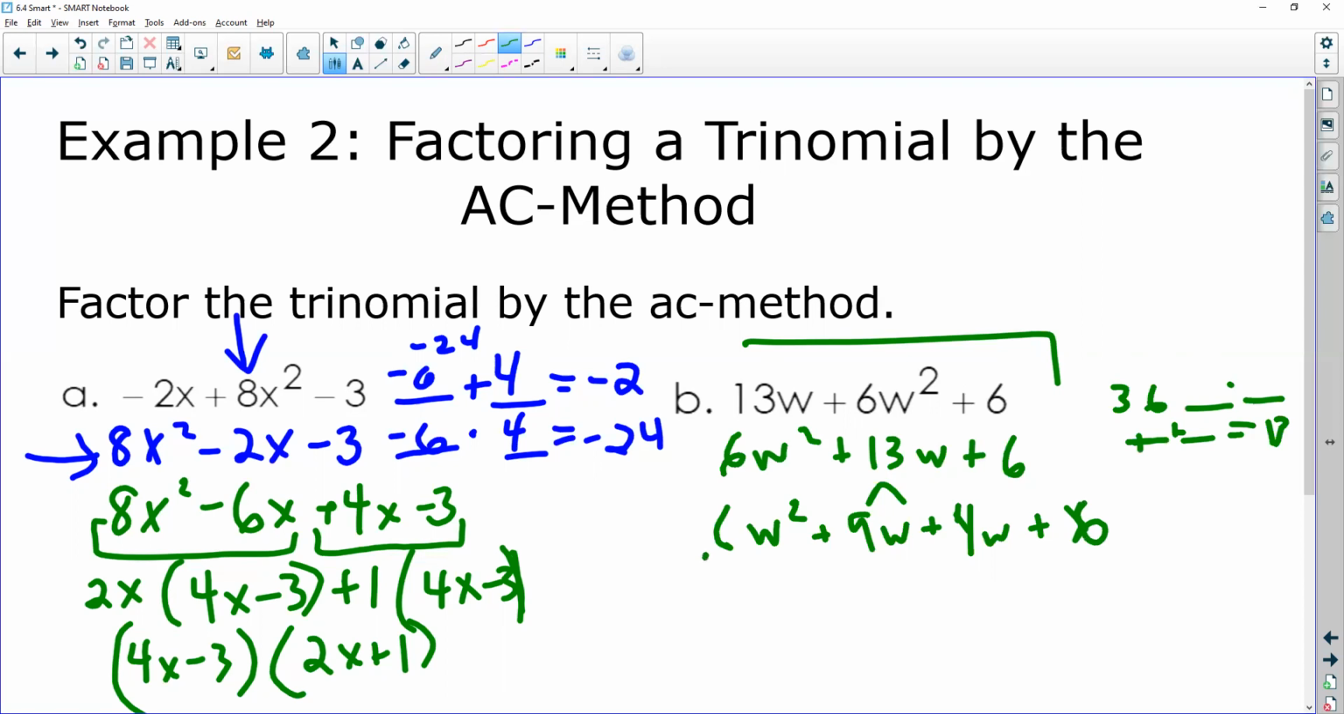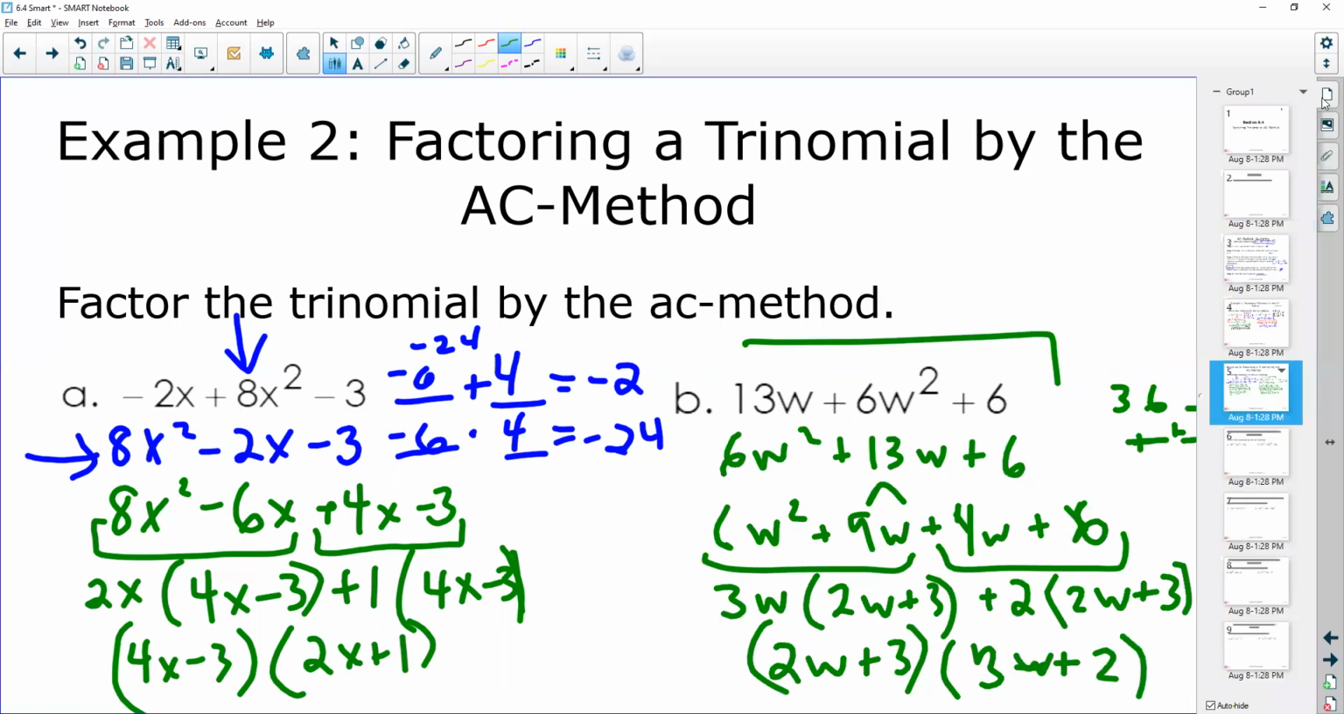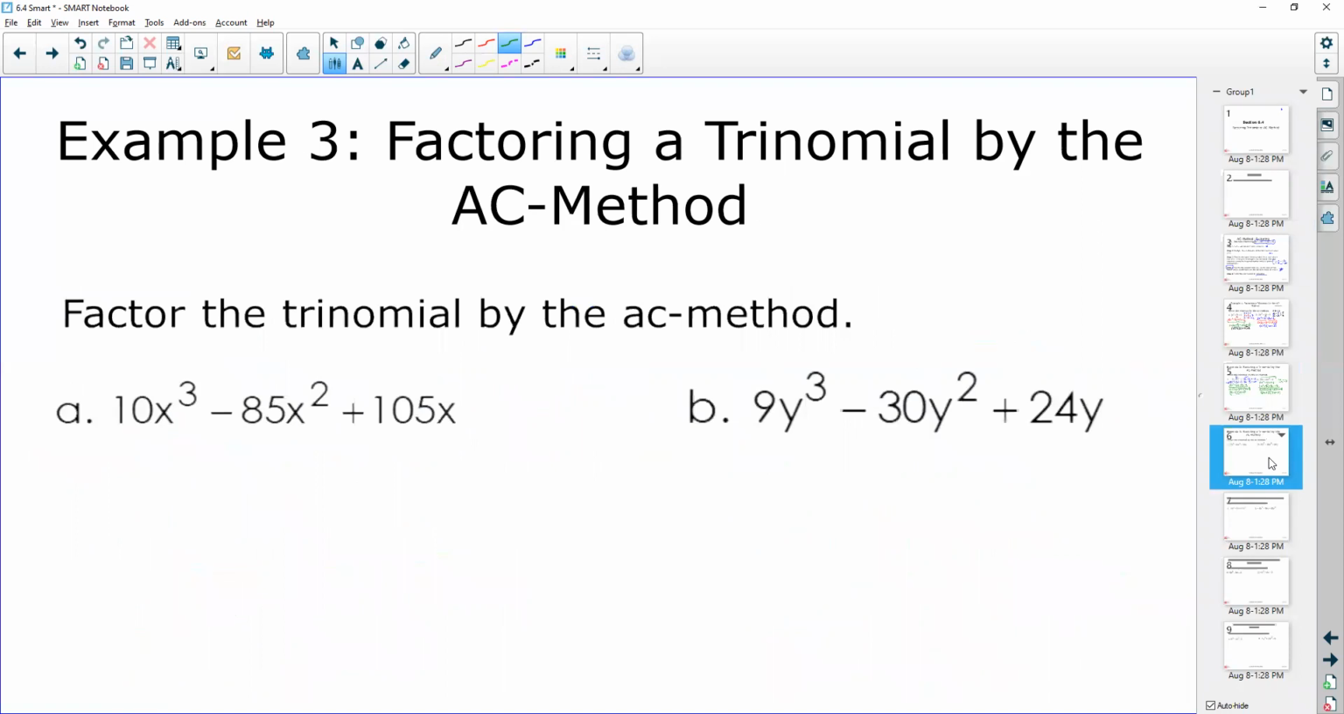All right, group. Same way we've been doing. I'm going to pull out 3w out of the first one. It's going to leave me 2w plus 3. The second one I'm going to pull out a 2. Gets me 2w plus 3. Common binomial to the front, which is 2w plus 3. And then I'm collecting up 3w plus 2 at the end. That's it. All right, more of the same here.